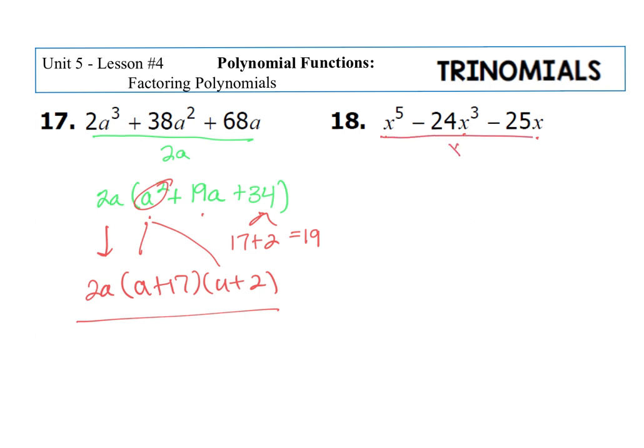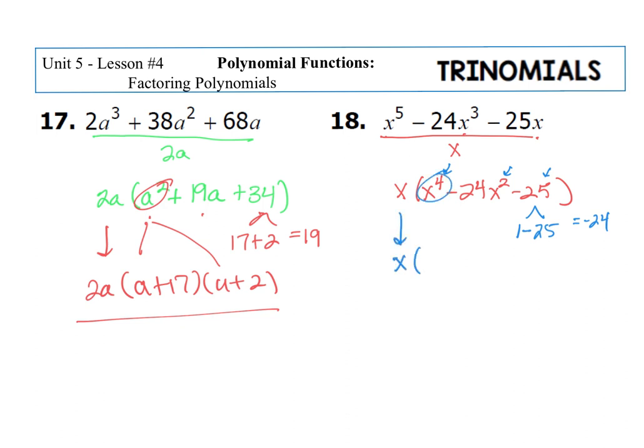So the GCF is x. So put x on the outside, and we're left with x to the 4th minus 24x squared minus 25. Okay, so we go 4th power, squared, and then our constant. So we can still do our 1, 2, 3 factor tree. What multiplies to negative 25 and subtracts to negative 24? Okay, that will be 1 and negative 25. So we'll bring down the GCF of x.